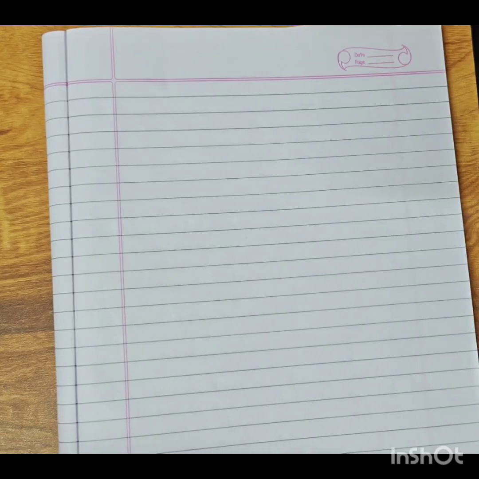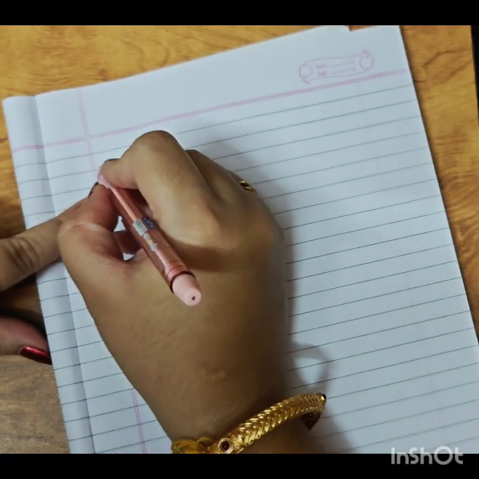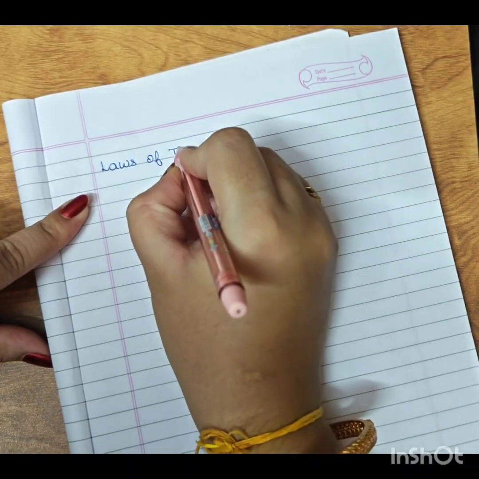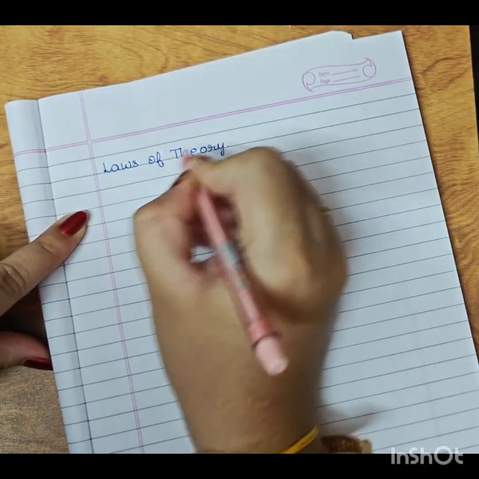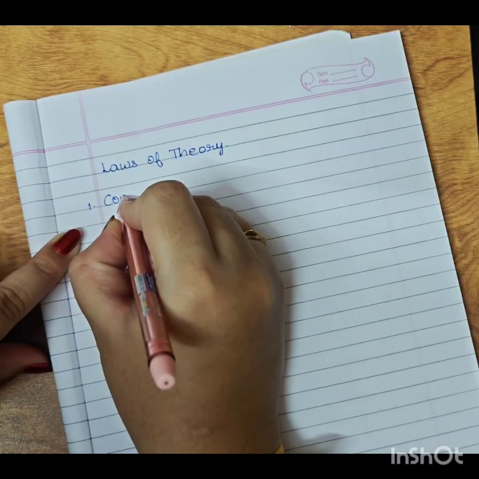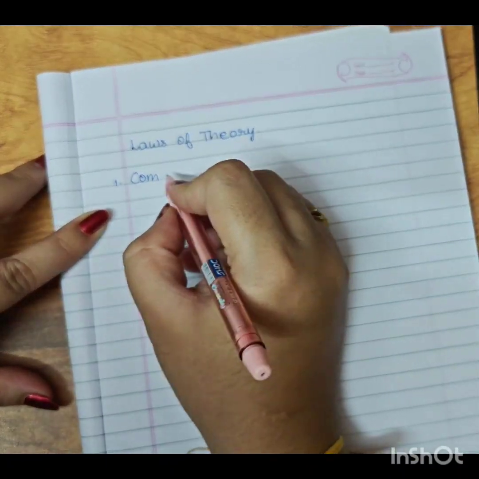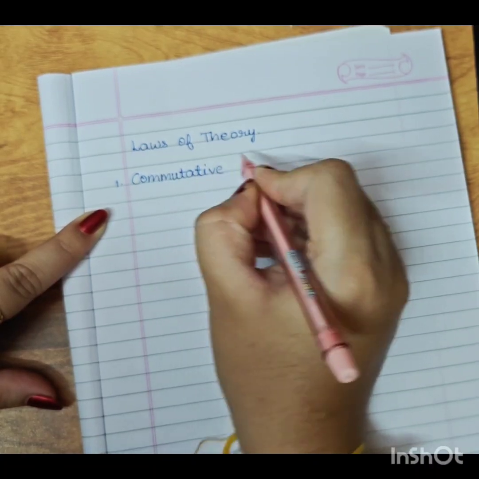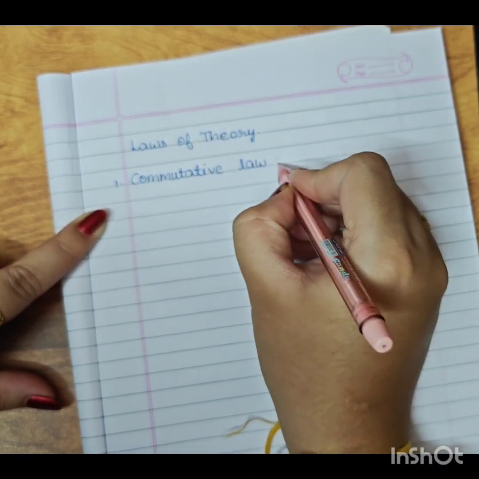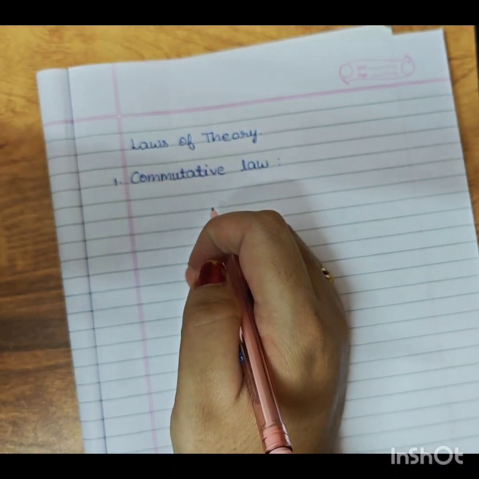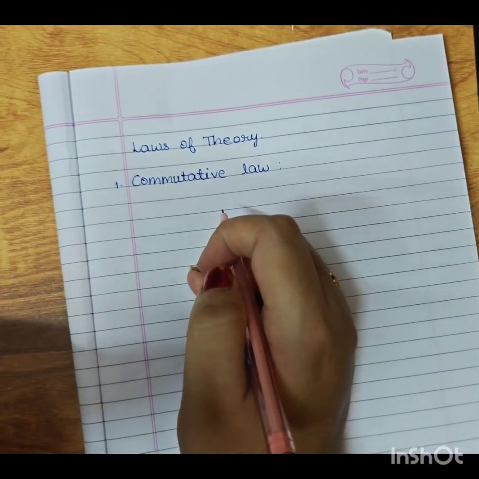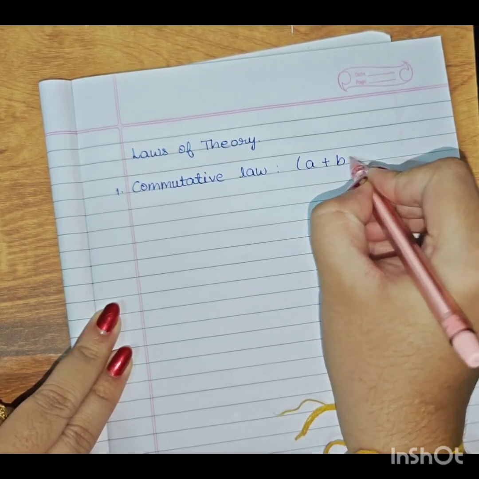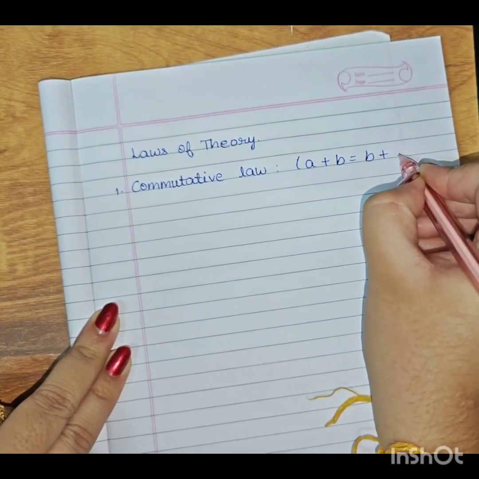Okay, let's begin with the most important first one. Laws of theory. So the first one will be commutative law. There are many laws. We will see some of the important laws. So first one is commutative law. In general mathematics, also you have seen what is commutative law. What is commutative law? It is A plus B equals B plus A.